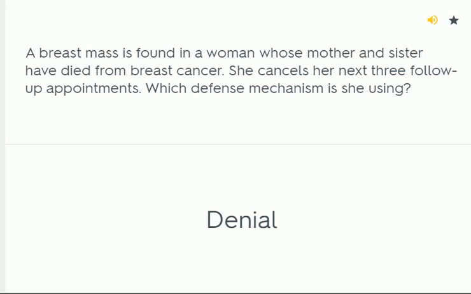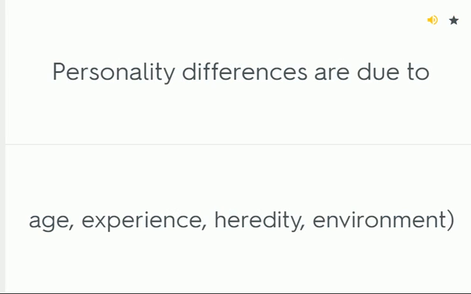A breast mass is found in a woman whose mother and sister have died from breast cancer. She cancels her next 3 follow-up appointments. Which defense mechanism is she using? Denial. Personality differences are due to age, experience, heredity, environment.